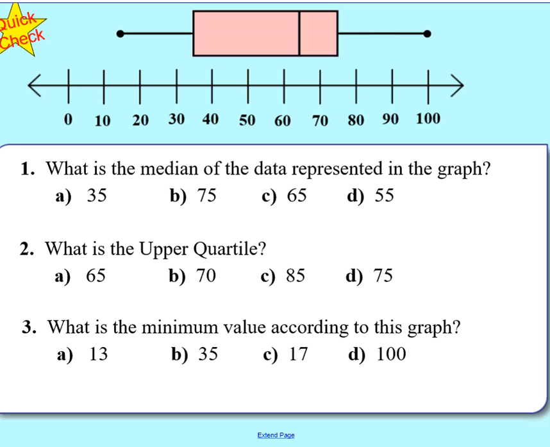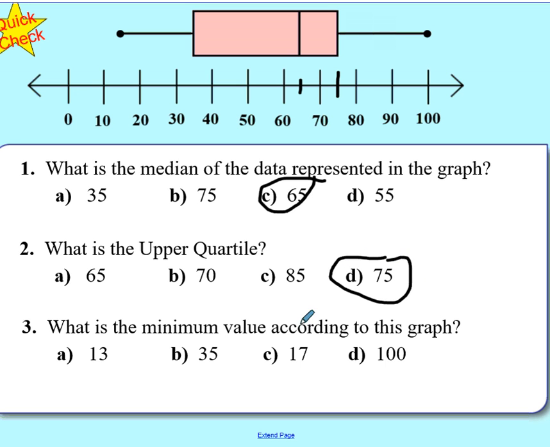So in this case, what is the median of the data represented in the graph? So if we look at our box and whisker plot, we need to find the median. So in this case, that would be this middle line, which goes down to about here, which would be 65. The upper quartile, if you remember, it's this line right here. It's the upper half, which comes down to about here. That would be about 75.